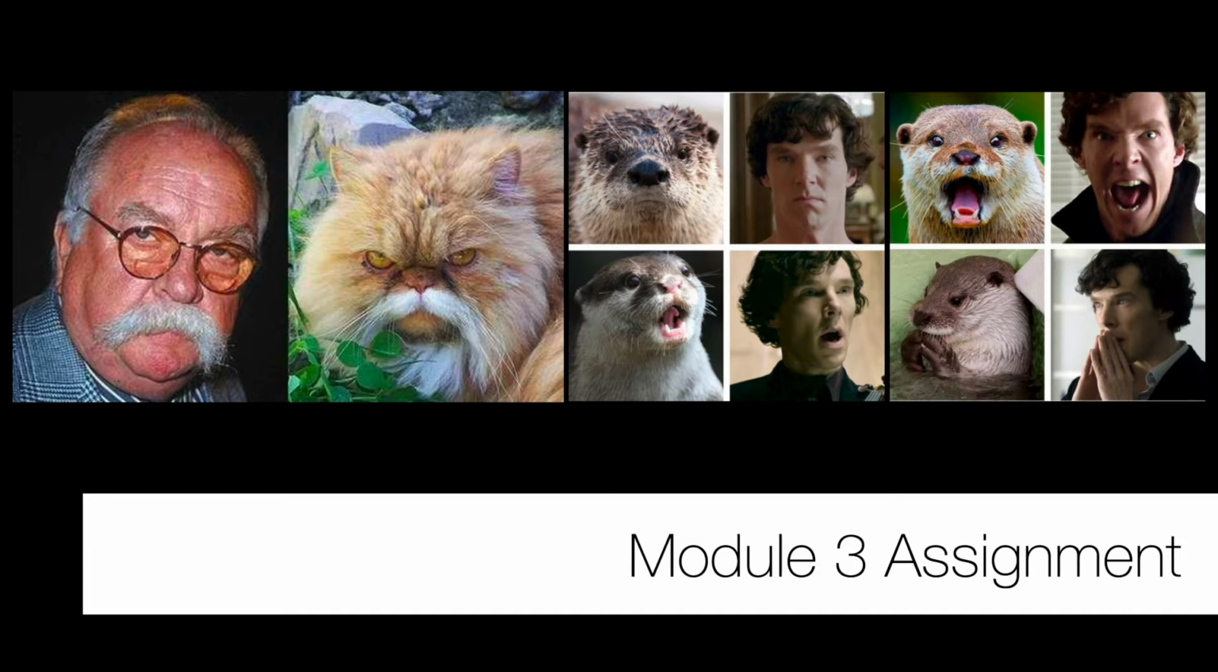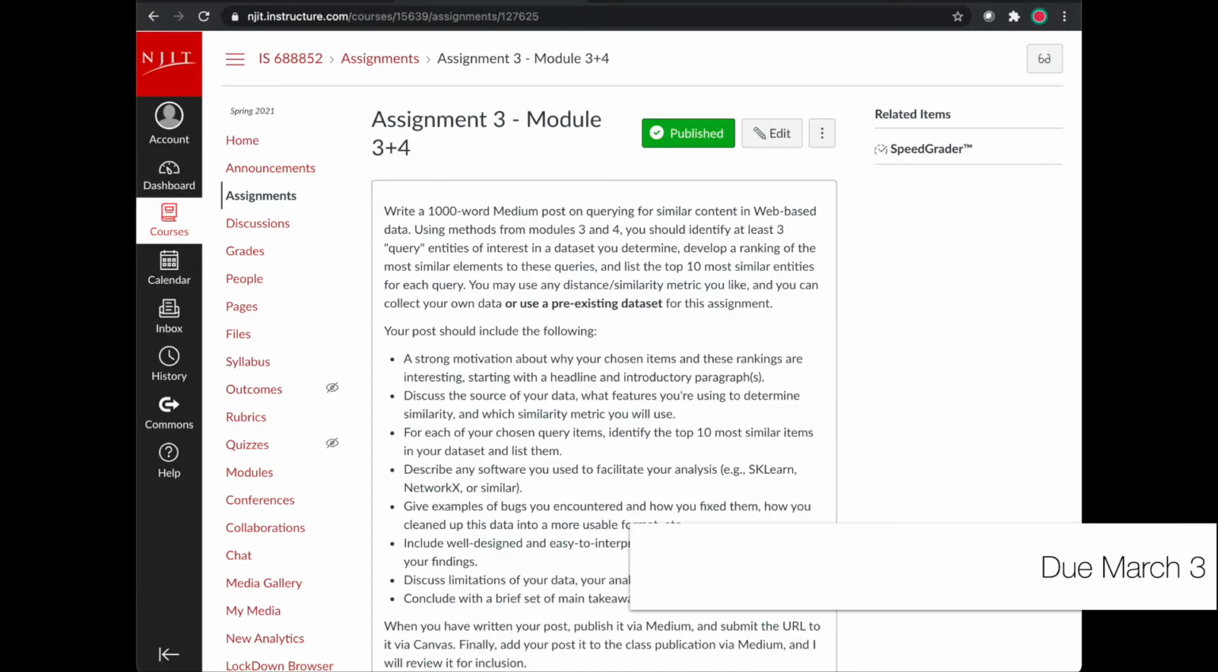This primarily focuses on finding similar content in web data. The main goal here is to get you to use the tools that you learn from modules 3 and 4 around distance metrics and potentially dimensionality reduction to extract some interesting insights from a data set of your own choice. This is a little bit different than the prior 2 assignments where I asked you to create your own data set. Here you're welcome to create your own or use some pre-existing data set.